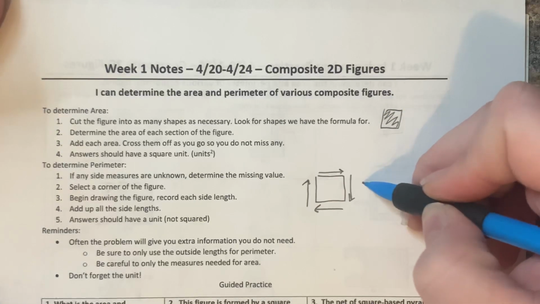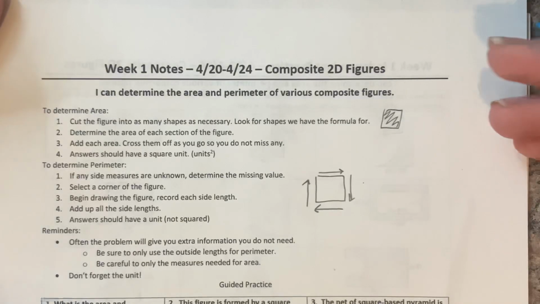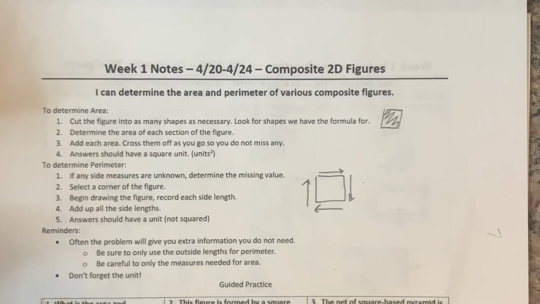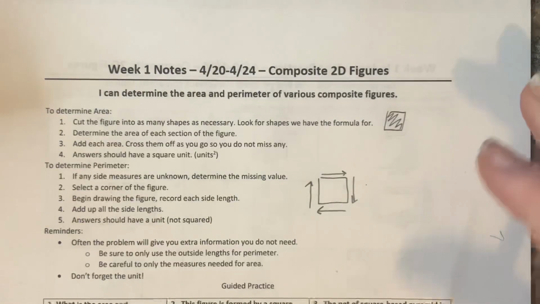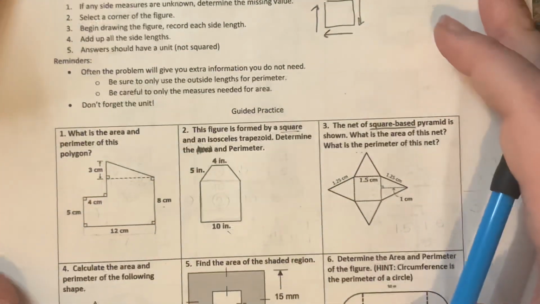So the way that we're going to do these composite figures is I like to cut them into as many shapes as necessary. Maybe you'll have 3 shapes, 4 shapes, more or less. We're going to look for the shapes that we have formulas for. It's not going to help us to make a star shape because we don't have a formula for the star shape. We're going to determine the area of each section and then add them up. All right, so let's scoot down here to some practice problems because I believe in learning through practice.